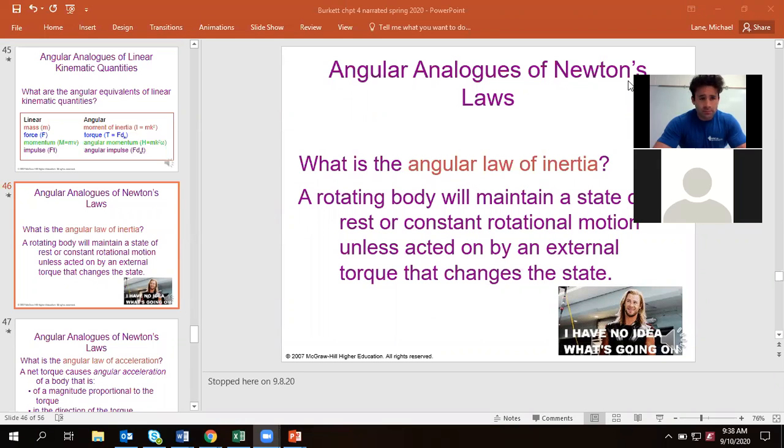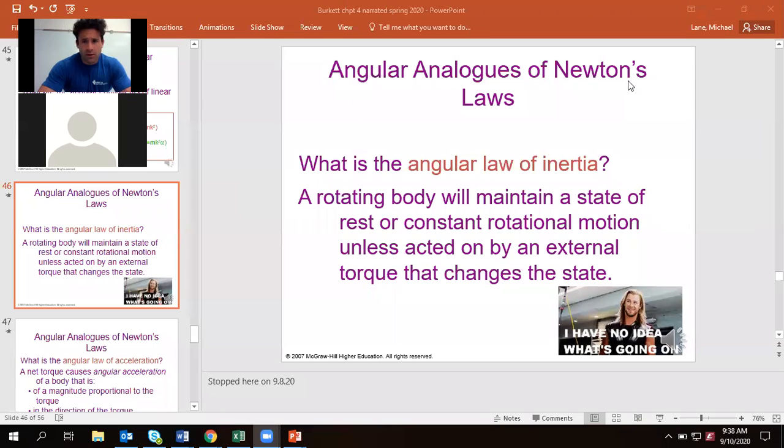All right. So we left off talking about angular inertia. Effectively, objects rotating are going to stay rotating or stay at rest unless acted upon. And it's only going to do so because torque has been exerted upon it. Okay.